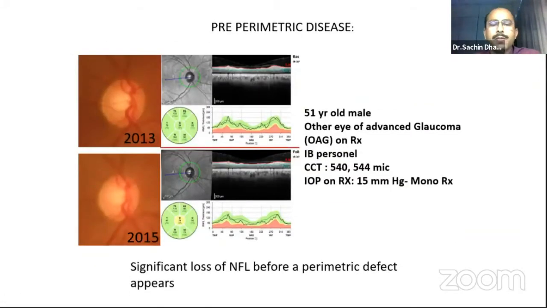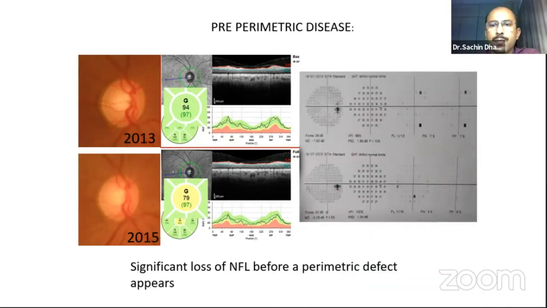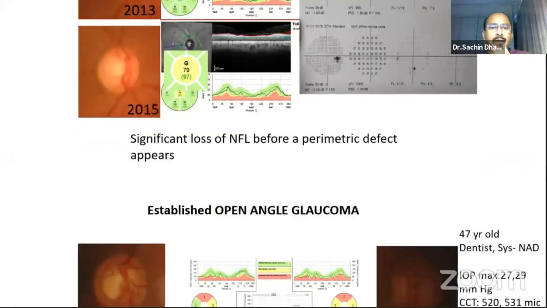Now go to the pre-perimetric glaucoma. This is one case seen in 2013 and 15. Clinically appears to be completely okay. But if you see the average RNFL thickness, it has changed from 94 to 79, which is very, very significant. And this is before the perimetric defect took place. The perimetry was absolutely normal. So this is a case of pre-perimetric glaucoma. Even the 10-2 test in this patient was normal.